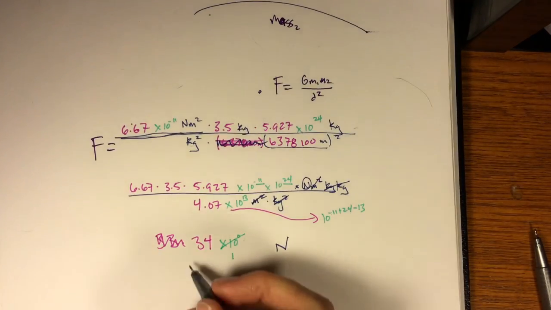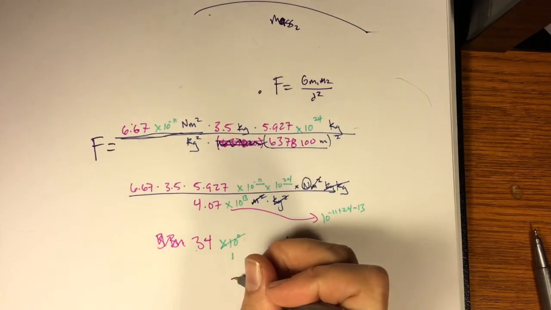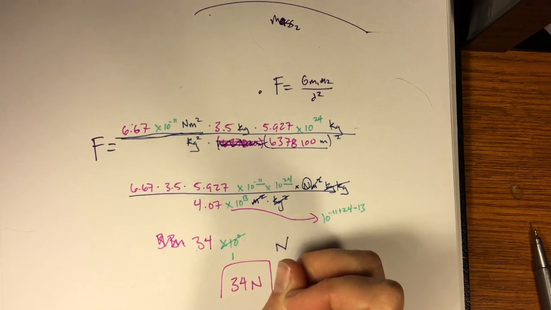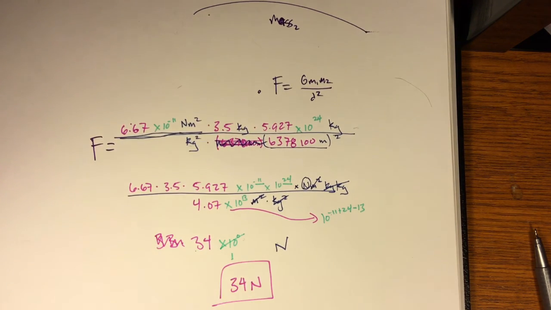So now all I know is that this is 34 times 1 newtons. So my answer is 34 newtons. Boom. And that's with this 3.5 kilogram mass, okay? So hopefully that one makes sense. Let's move on to the next one.